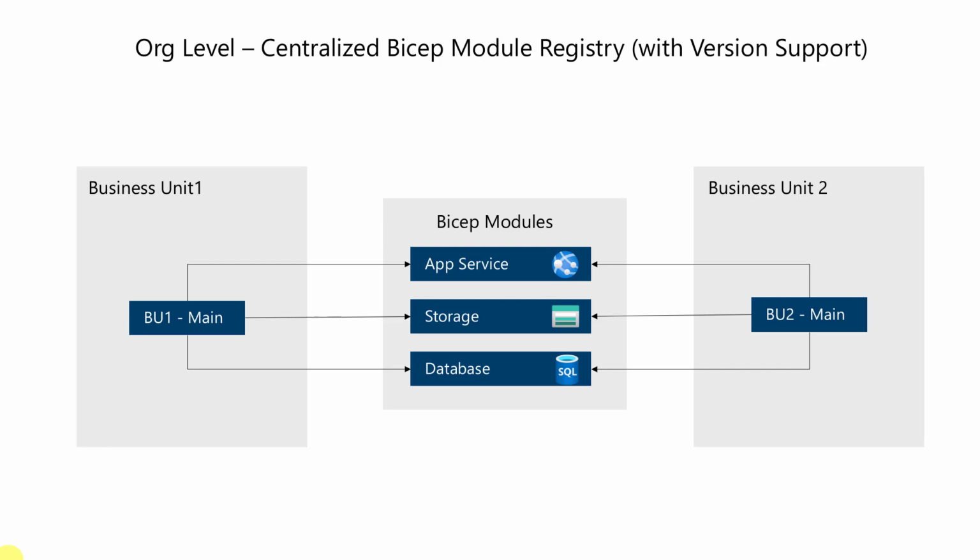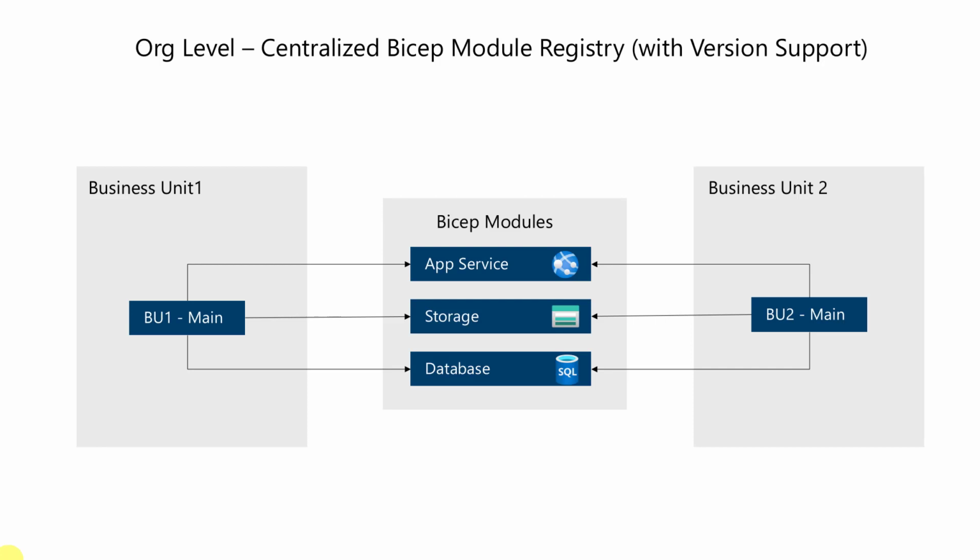This can be achieved by deploying all the reusable common Bicep modules into something called a private registry. Azure has a service called Azure Container Registry, which can be used to host these common Bicep modules, and then all business units can invoke these modules by passing their own parameters. As you can see here, business unit 1 has its own main file. Business unit 2 has its own main file, which will invoke the Bicep modules that they require, and we just have one single set of Bicep modules deployed in the container registry.